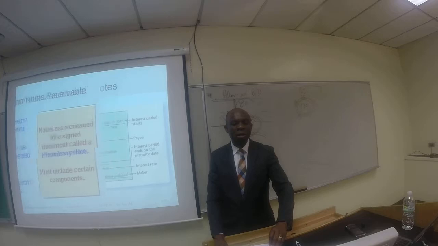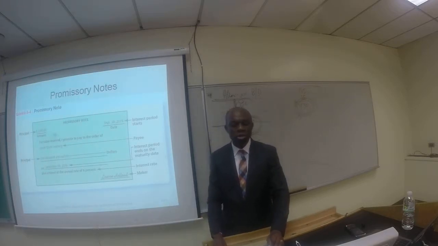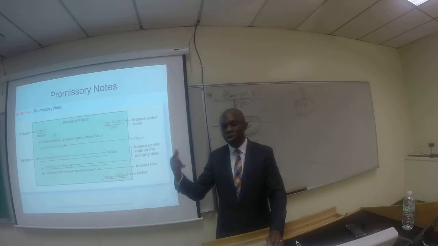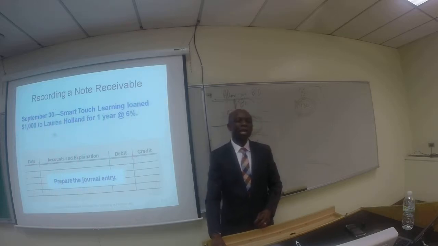So we talked about the overview. Here's an example of a promissory note. You can go through all the parts yourself. We have the principal, we have the interest, the payee, and the maker of the note, so on and so forth. So here's an example.